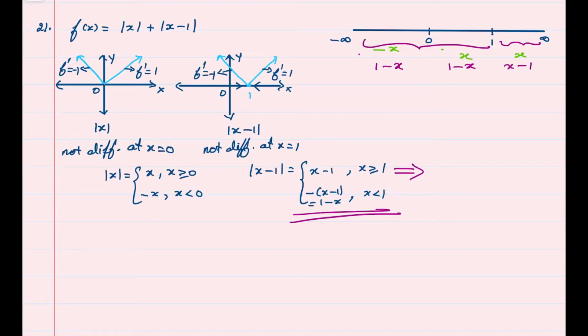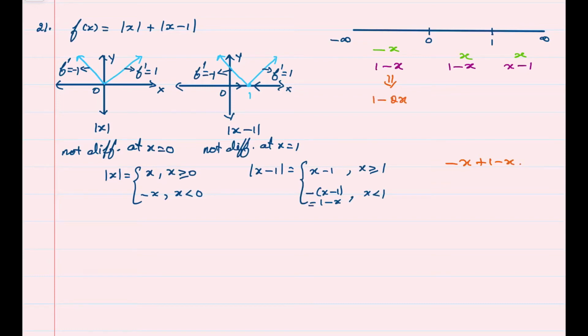Now let us add these definitions for each of these intervals, because the function f of x is absolute value of x plus absolute value of x minus 1. So we will add these two functions. Minus x plus 1 minus x becomes 1 minus 2x. In the next interval, it is x plus 1 minus x. It becomes a constant function 1. And in the third interval, it is x plus x minus 1, which is 2x minus 1.